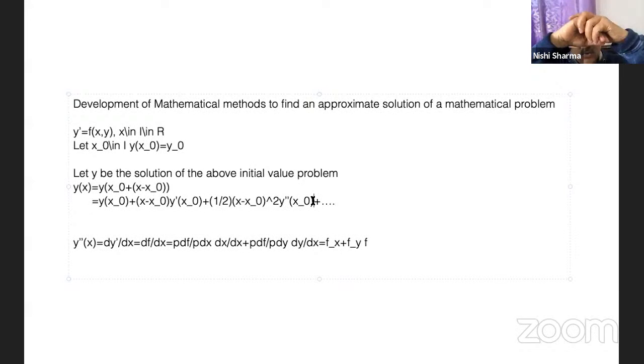So everything is known in the right hand side. Y x and whatever is written in the right hand side, so everything is known.